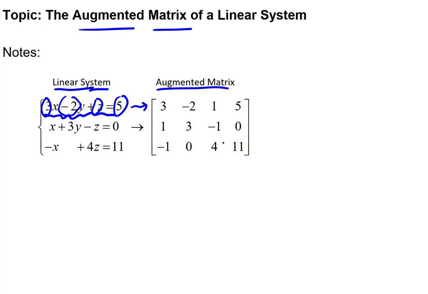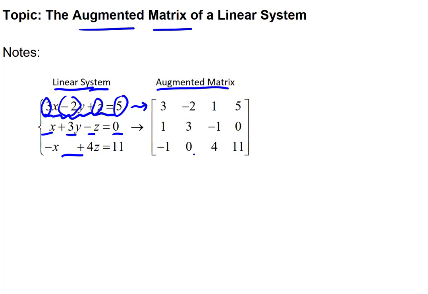You'll notice, of course, the second row matches the same thing. The coefficients are 1, 3, negative 1, and 0, and that's exactly what you see in the second row of the matrix going all the way down. Notice, thirdly, the third equation was negative x, and then it skipped over. It seems like there was a missing y term. It skipped over it and went right to the plus 4z.